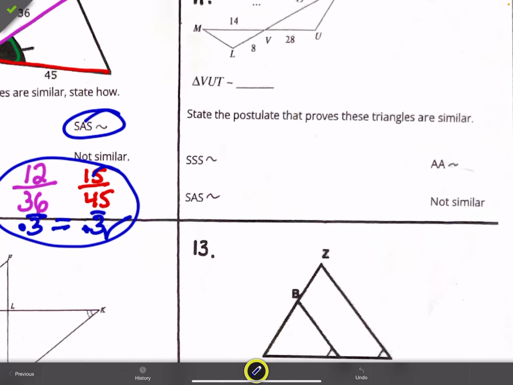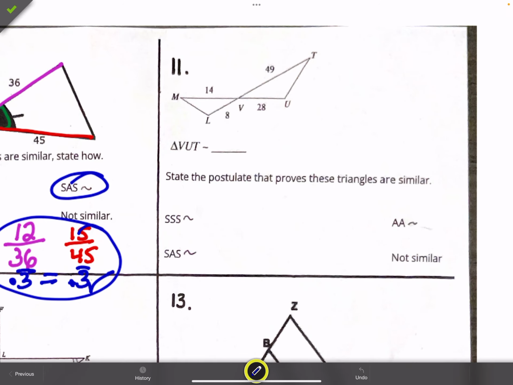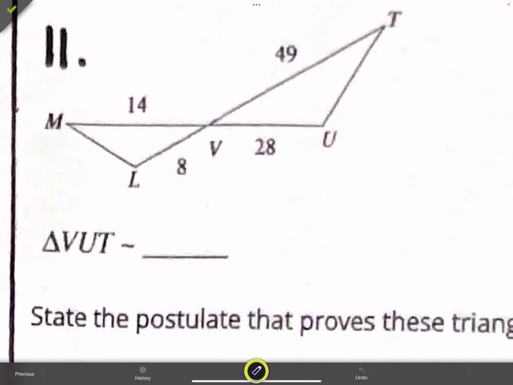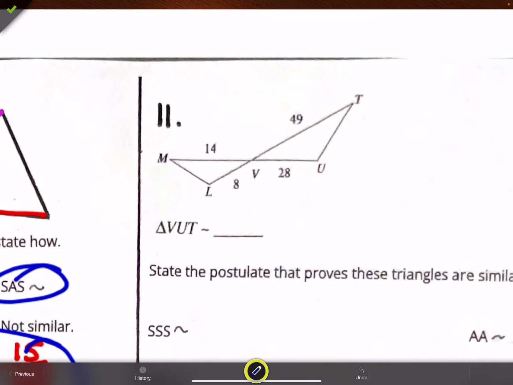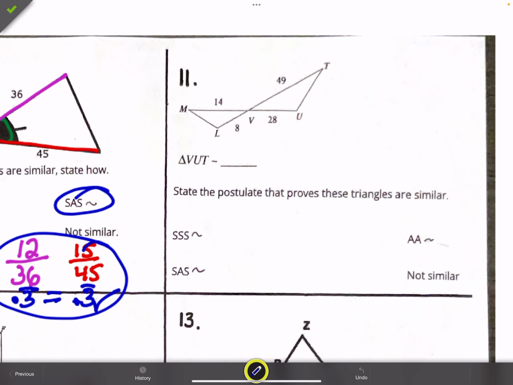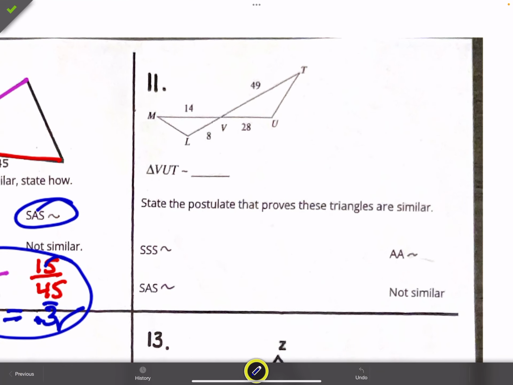All right, so let's look at this one. State the postulate that proves these triangles are similar. They're giving us the 3 choices and then not similar. I look up at my picture. I see one side, 2 sides, one side, 2 sides. So I know it's probably going to be side, side, side, or side, angle, side. The problem with that is I don't see any angles marked. So before you start circling not similar, because you don't think you have enough information, is there anything you can mark? You always want to look for that.